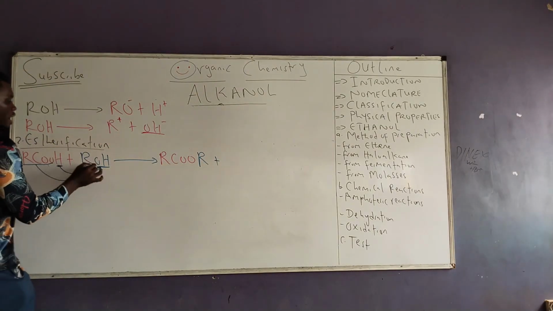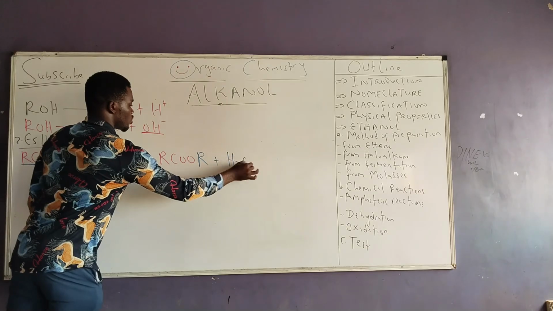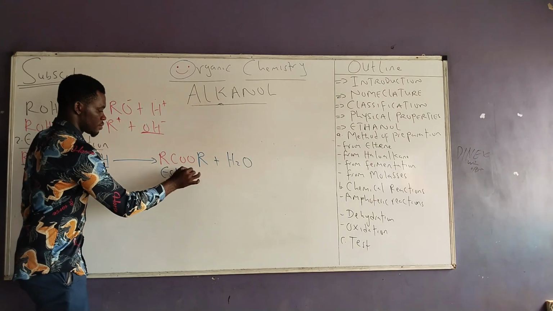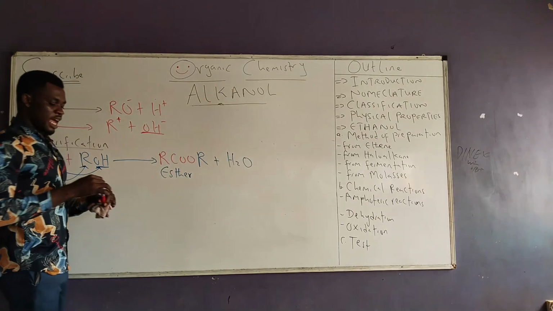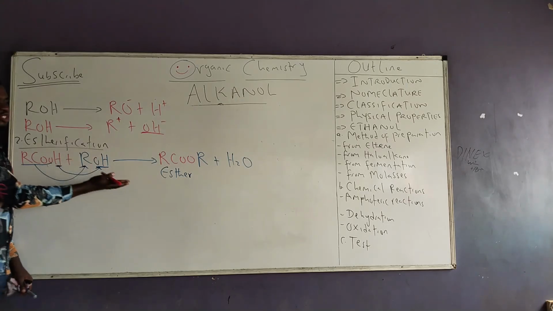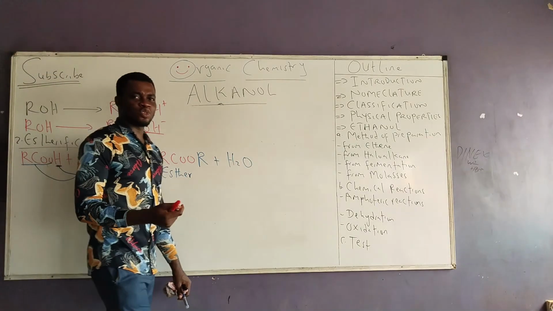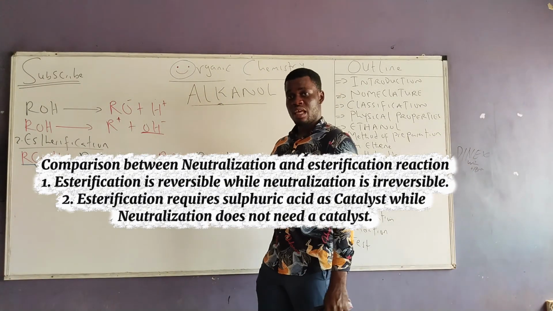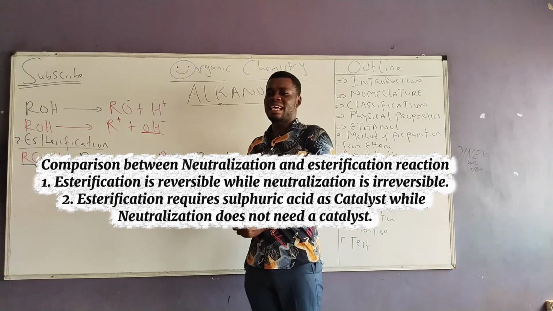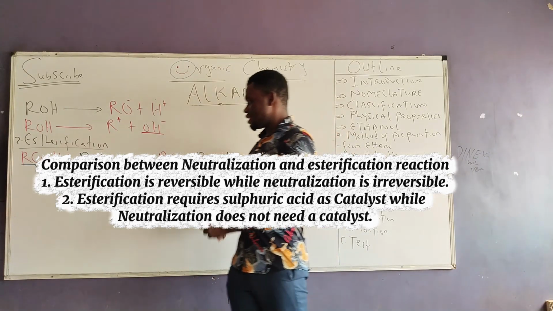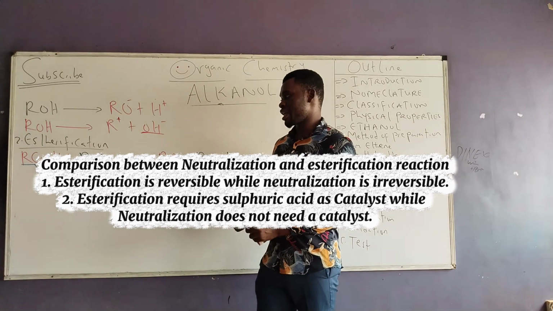Then plus, what do I have? I will have H2O. This is known as an ester. So the reaction between an alkanoic acid and an alkanol to form ester, we refer to it as esterification. What does this reaction actually remind you of? It kind of reminds you of neutralization reaction. So it further reinforces the point I'm trying to make, that alkanols to an extent can act as an acid, and to a very little extent can also act as a base. So this is homologous to neutralization reaction.